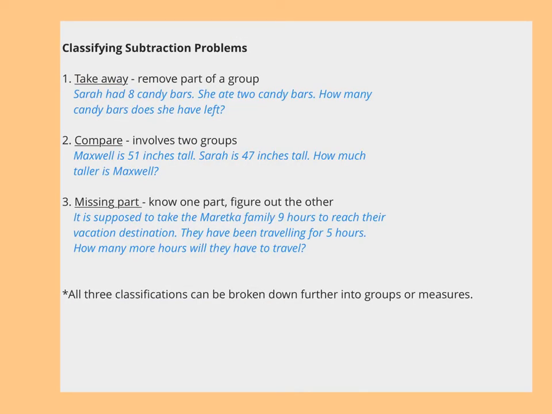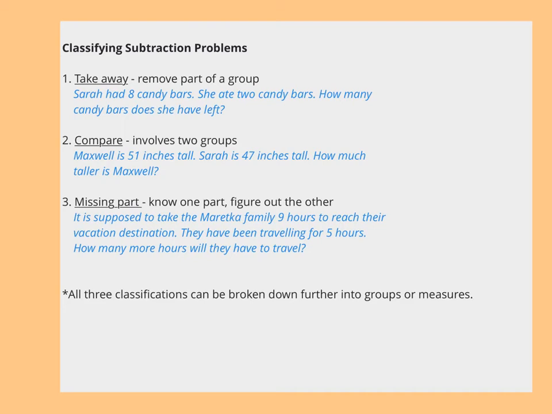With subtraction application problems, we have a couple of different scenarios or classifications. The first one is the traditional takeaway. So when we are given a problem and it's set up in the problem, it sounds like we're just removing something. In the example, we have Sarah had 8 candy bars, she ate 2. So we could visualize she had 8 and she's taking away 2 of those.